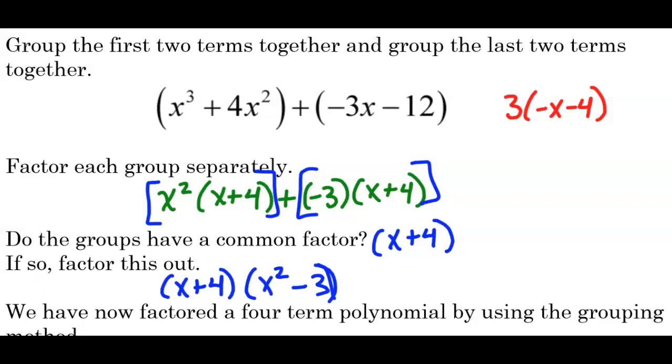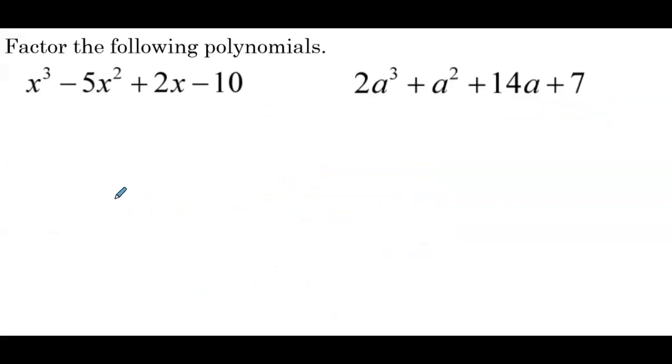Okay, so factor the following polynomials. We're starting off with x cubed minus 5x squared plus 2x minus 10. So we'll start by grouping the first two terms together and the second two terms together.